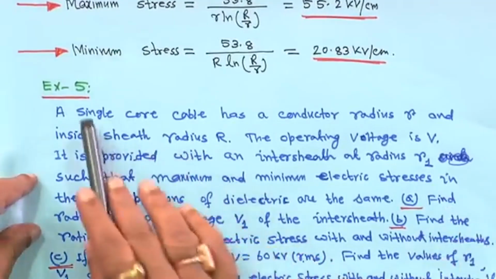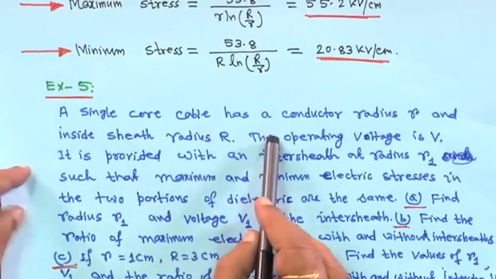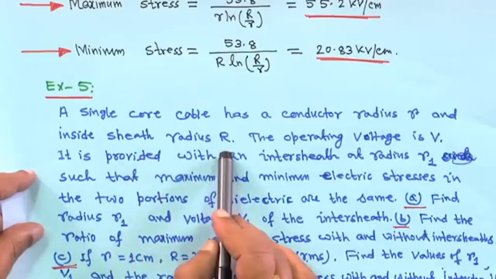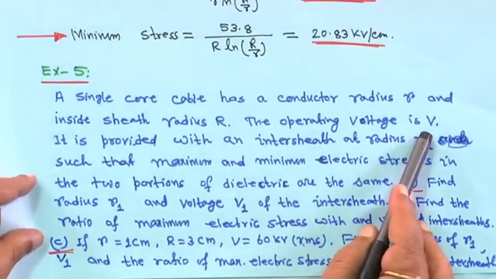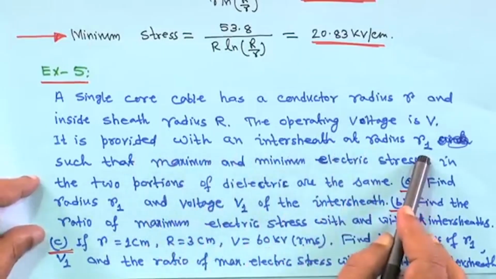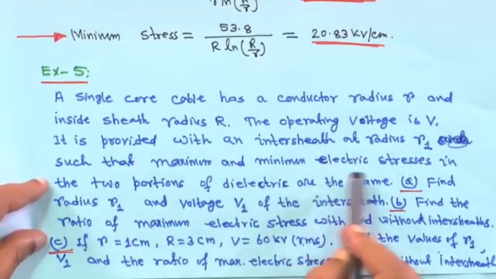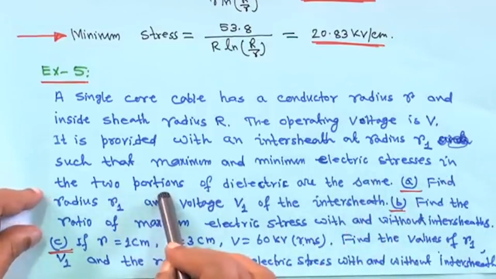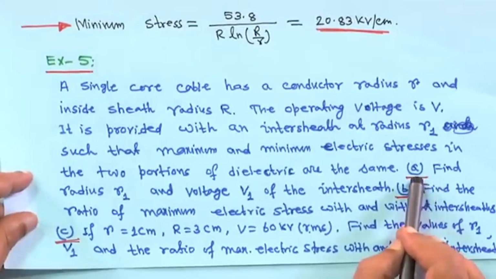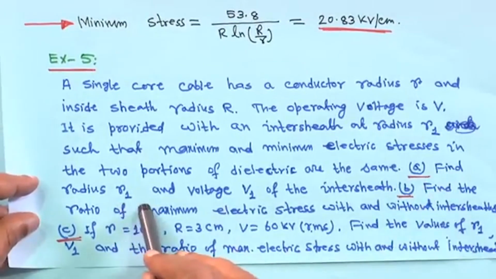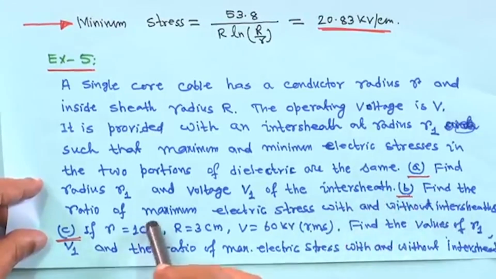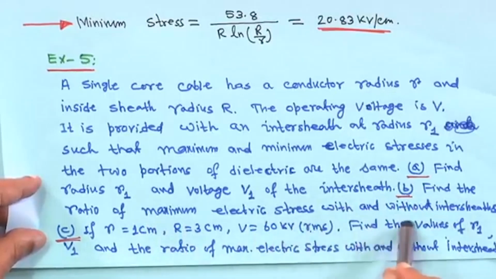So, example 5: a single core cable has a conductor radius r and inside sheath radius capital R. The operating voltage is V. It is provided with an intersheath at radius r 1 such that maximum and minimum electric stresses in the two portions of dielectric are the same, right. Then A, find radius r 1 and voltage V 1 of the intersheath. Then B, find the ratio of maximum electric stress with and without intersheath.